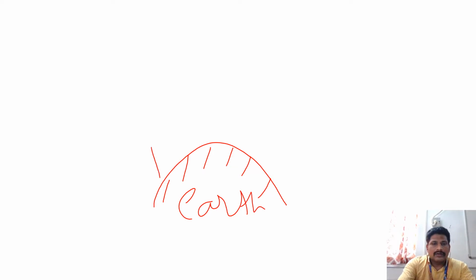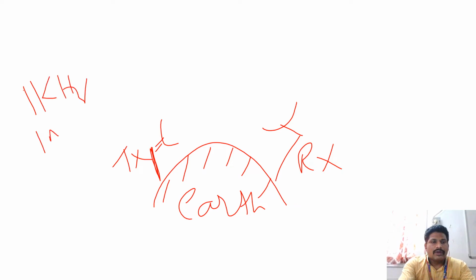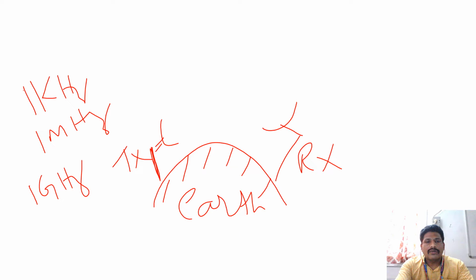Let us consider this is our Earth surface. This is our transmitting antenna, and this is our receiving antenna. From this transmitting antenna, we are transmitting a 1 kilohertz signal for one application, similarly a 1 megahertz signal for another application, and a 1 gigahertz signal for some application. That means you are transmitting different signals for different applications, and whatever signal is transmitted by the transmitter will be received by the receiver.